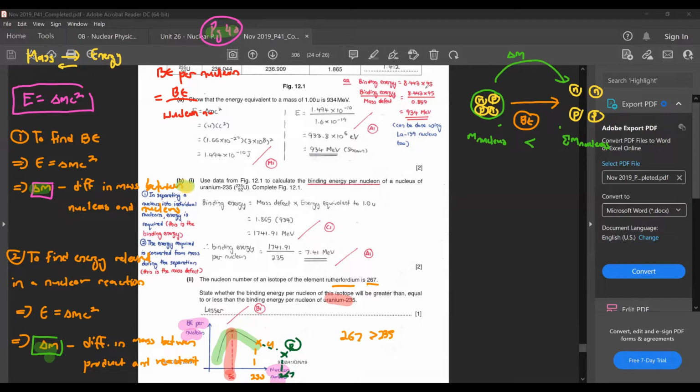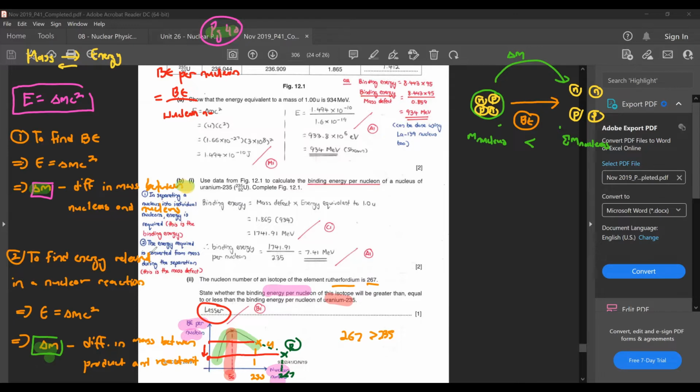So the question is asking you what is the binding energy per nucleon. For uranium, it was somewhere around here, but for rutherfordium it is somewhere around here. You see the value is lower. So that's why the answer is going to be less. All right, so this is one part.